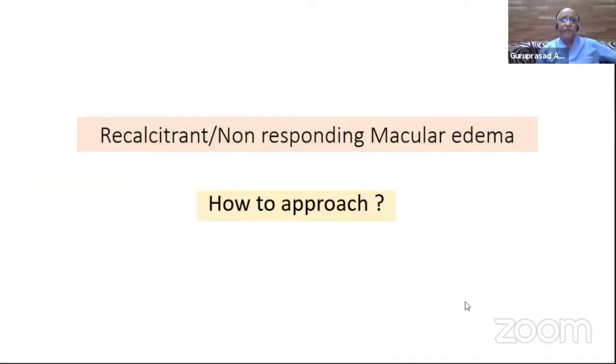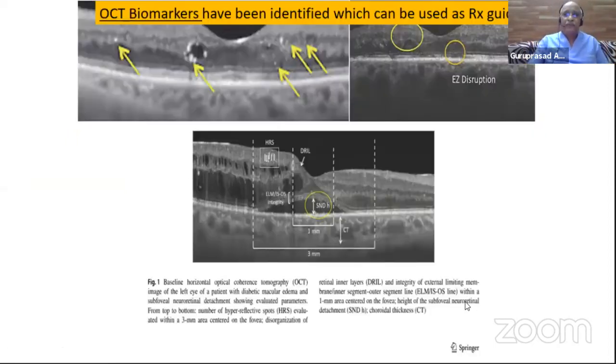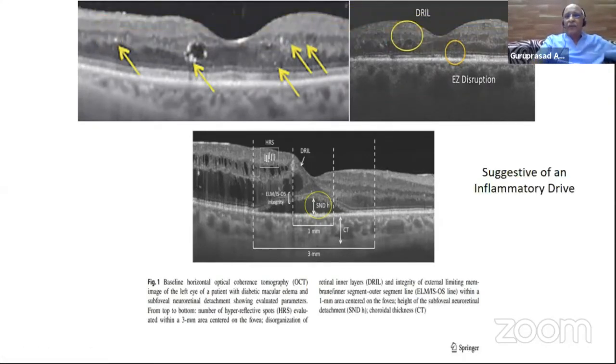So how do we manage recalcitrant non-responding macular edema? We know that we have already gone through the OCT biomarkers. I think I'll not repeat it. It's enough to say that hyperreflective spots, DRIL, EZ disruption and subretinal fluid or subfoveal fluid are all indicators of inflammatory drive, and therefore might do better with steroids.